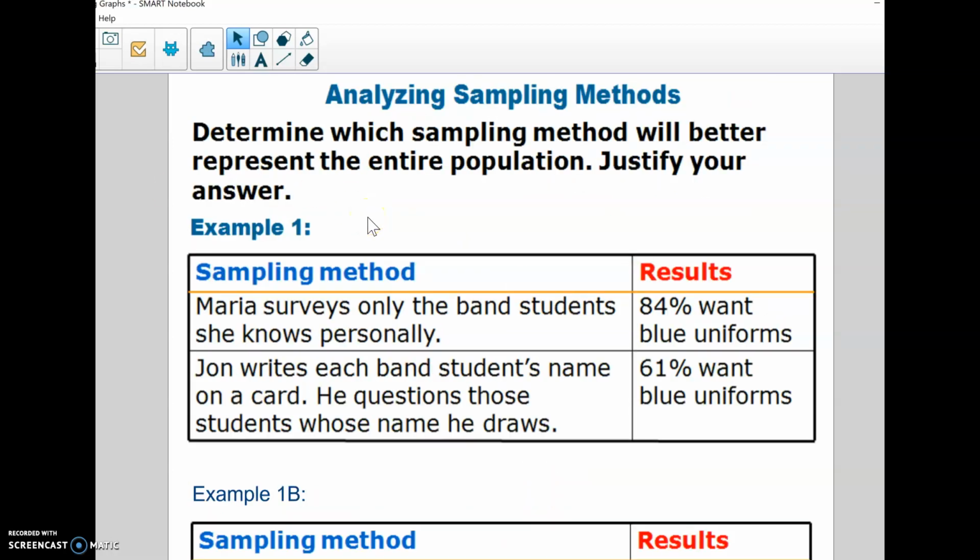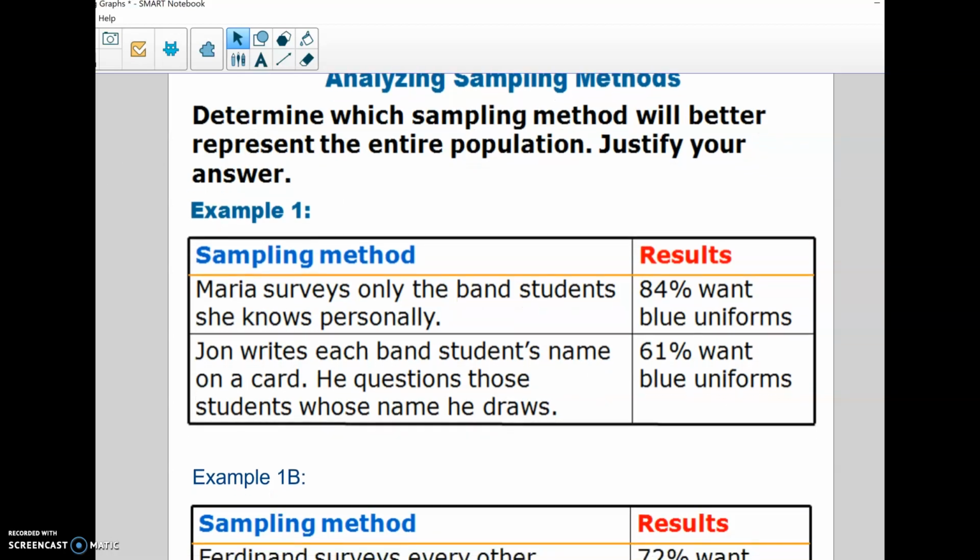Okay, so I have 2 different sampling methods, and we're going to decide which one is better and then justify our answer. So in the first example, Maria surveys only the band students she knows personally, and she found that 84% wanted blue uniforms. John writes each band student's name on a card, and he questions those students whose name he draws, and he found 61% wanted blue. So which one is better? I hope you thought John's is random, and Maria's is convenience because she's just interviewing people she knows personally.